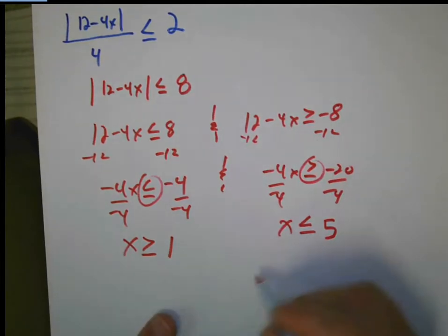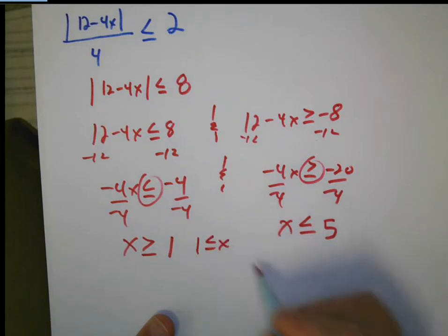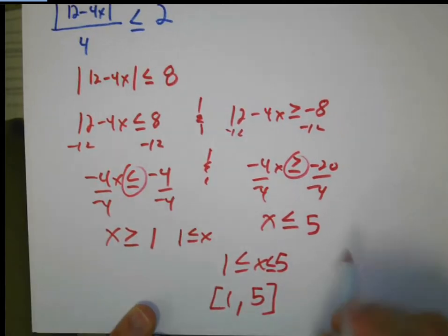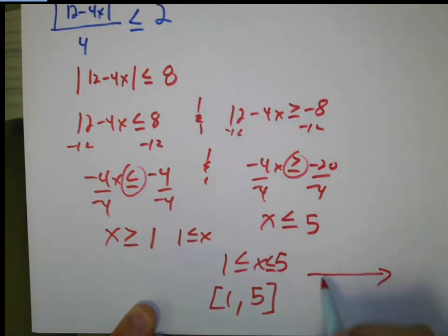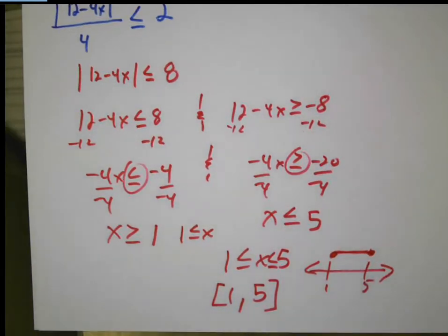So what's it look like? Remember, this guy I could write it as 1 is less than or equal to x. So if I do that, I can bring this guy down right here. And then interval notation looks something like this. And on the number line, we got a 1 here, solid circle, and a 5 here, solid circle, shade in between. All right, so that should have been pretty much review, but if it wasn't, it is what it is.